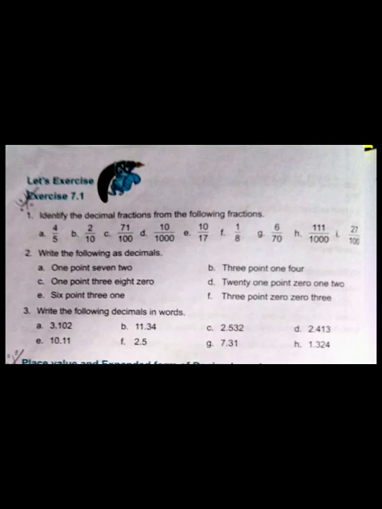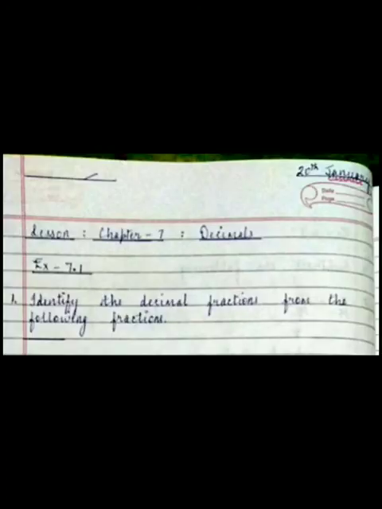Your assignment will be from exercise 7.1. Draw two lines for your name and for today's date. Today is 20th January. Write lesson, chapter 7, decimals. On the front line write exercise 7.1 and then underline it. Question number 1. Identify the decimal fractions from the following fractions.